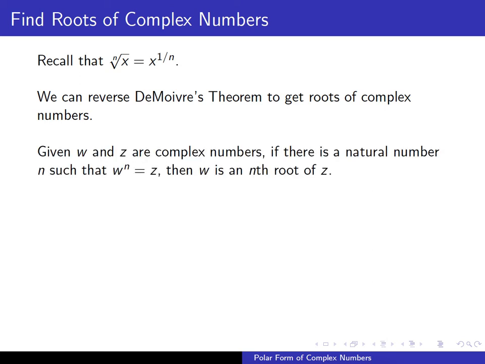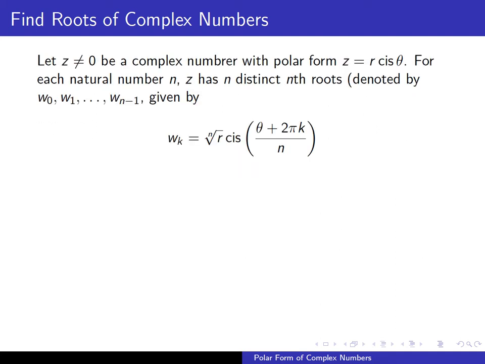So if w and z are complex numbers, and there's a natural number like 1, 2, 3, 4, 5, etc., such that w to the n equals z, so w to the nth power equals z, then w is an nth root of z. So we're going to use a little variation on de Moivre's theorem to find those roots.